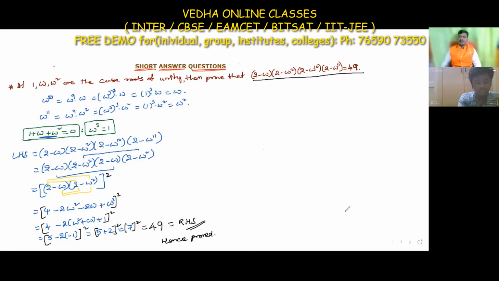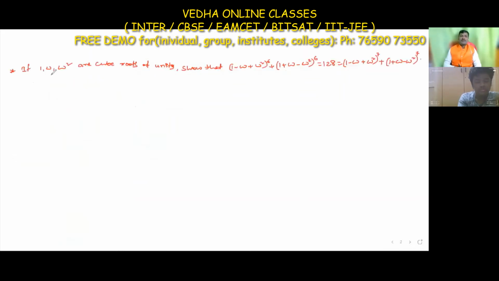Okay, so next we'll go to the next question. If 1, omega, omega square are cube roots of unity, show that (1 minus omega plus omega square) whole power 6 plus (1 plus omega minus omega square) whole power 6 is equal to 128, that is equal to (1 minus omega plus omega square) whole power 7 plus (1 plus omega minus omega square) whole power 7. Now take the first part: (1 minus omega plus omega square) whole to the power 6 plus (1 plus omega minus omega square) whole to the power 6.